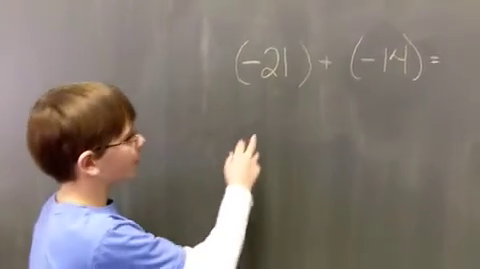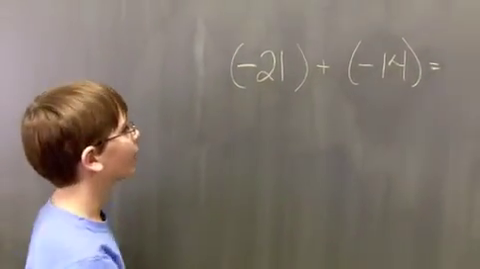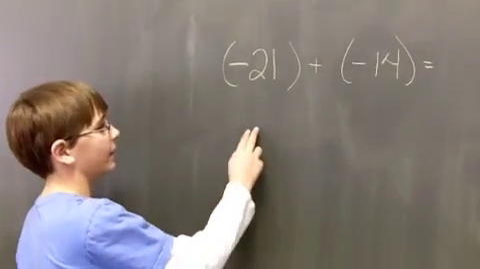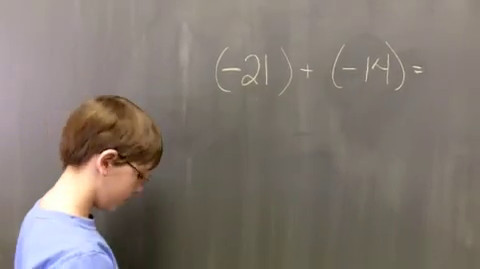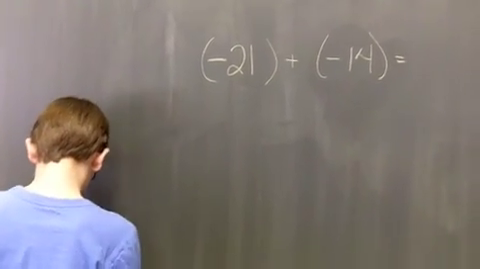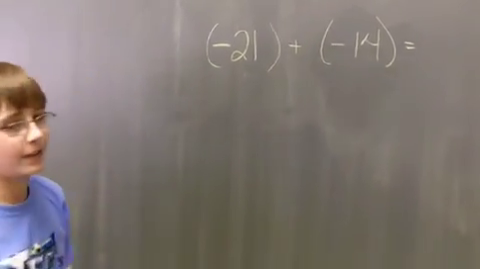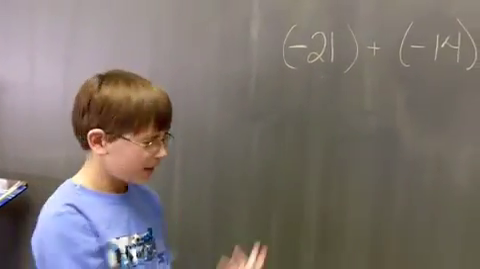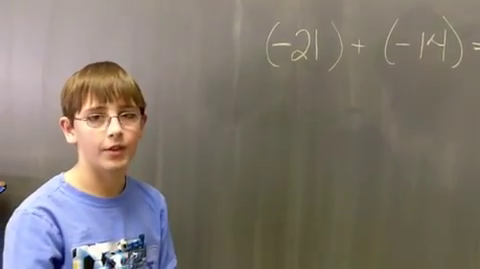A lot of times when you have two negative numbers that are too big to use a number line for, you would just add their absolute values. So you would do 21 plus 14, which you would end up with 35, and then, because they're both negative, you would add the negative sign, so you'd end up with -35.